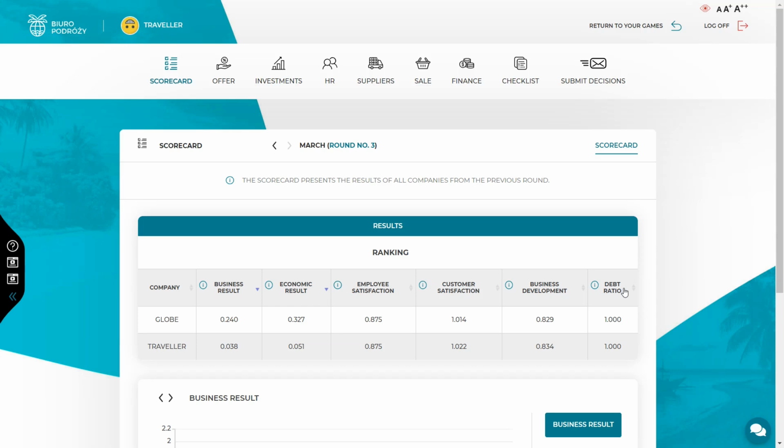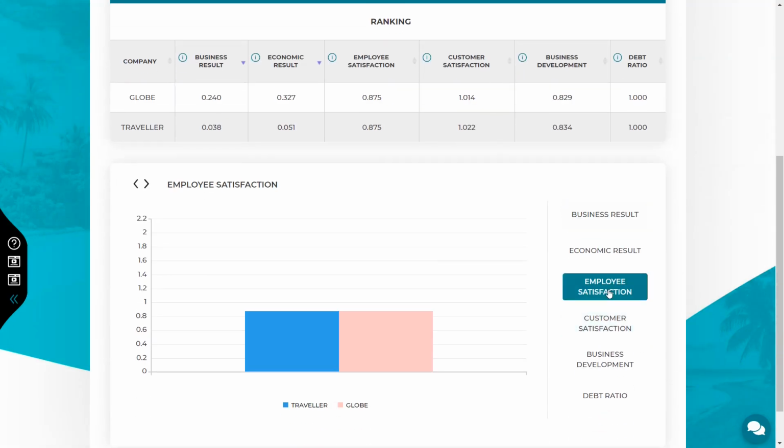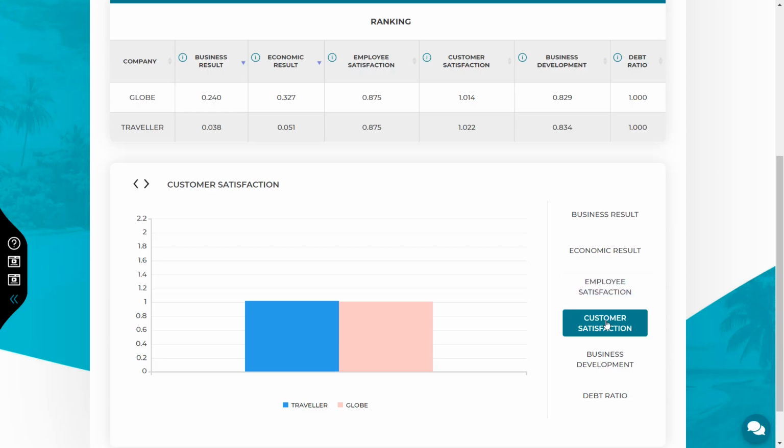All the indicators in the scorecard show your company's situation in comparison with the competition. For example, when calculating the employee satisfaction, the system compares the working conditions in all companies. And in the case of customer satisfaction, the system will compare the prices and quality of offers of all companies on the market.